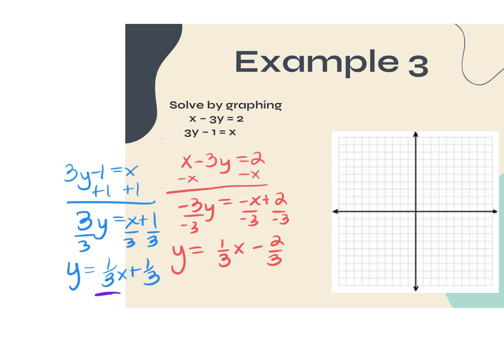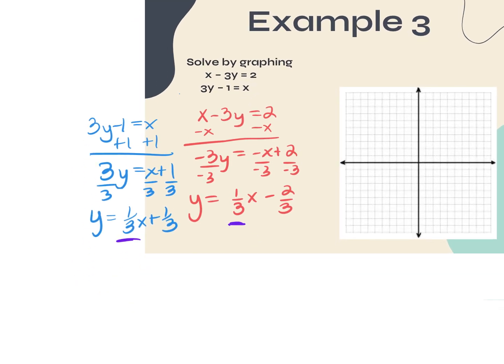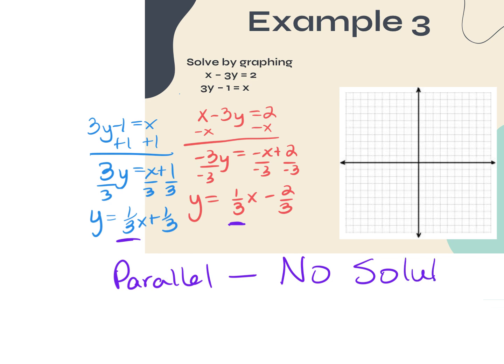Notice the slopes are the same. And when we covered the chapter on parallel and perpendicular lines, we learned that parallel lines have the same slope. So these lines are going to be parallel. So when you have parallel lines, the answer to this is going to be no solution, because our graphs will never intersect. And I'm going to graph them to show you that it's going to be no solution.